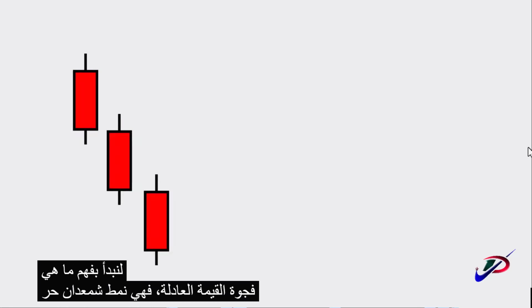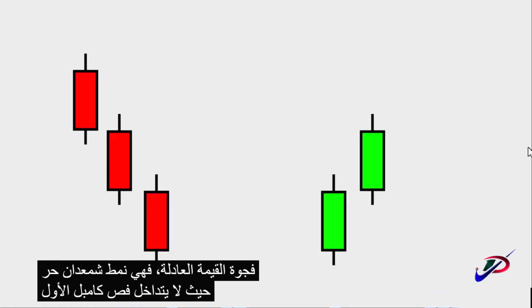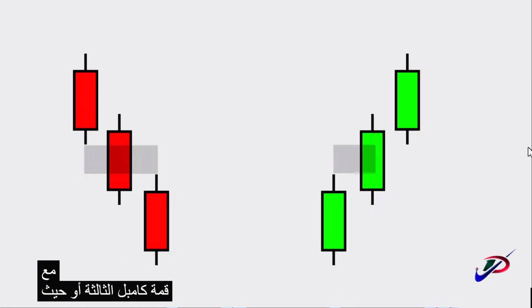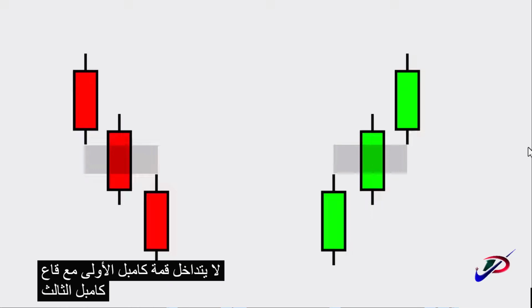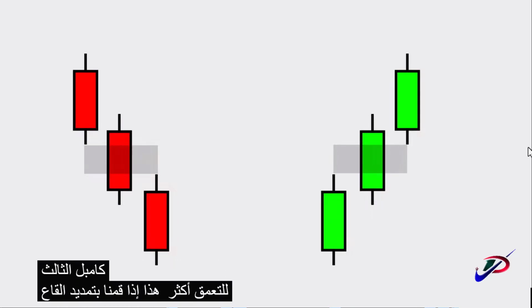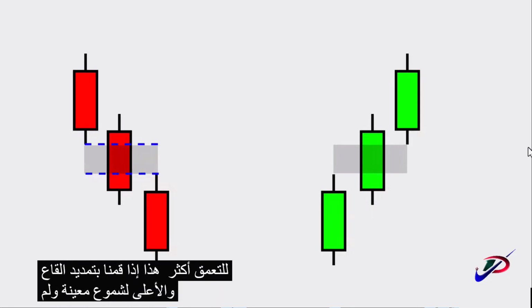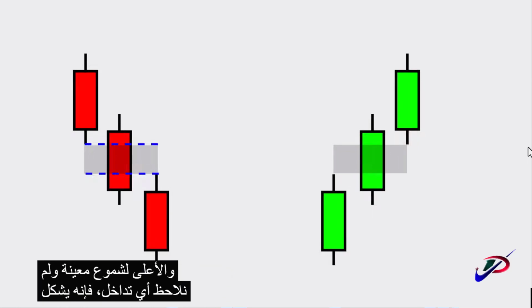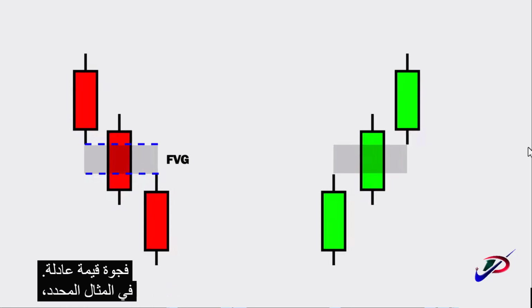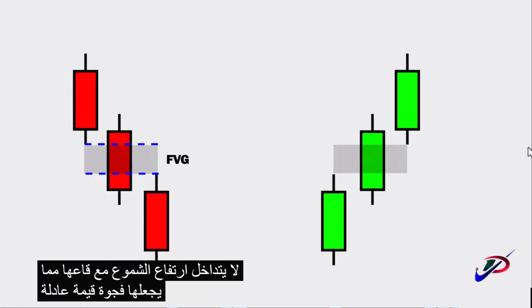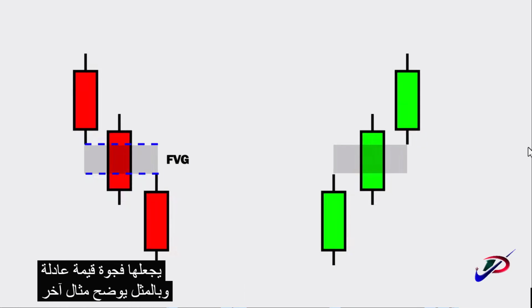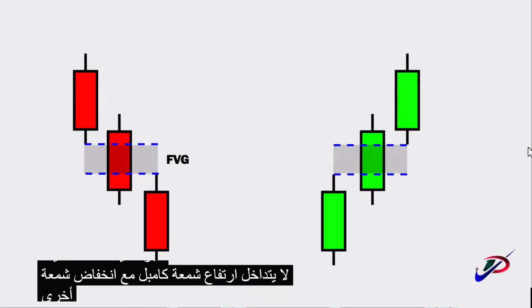It is a three-candlestick pattern where the first candle's low does not overlap with the third candle's high, or where the first candle's high does not overlap with the third candle's low. Delving deeper into this, if we extend the low and high of certain candles and observe no overlap, it constitutes a fair value gap. In the given example, the candlestick's high does not overlap with its low, making it a fair value gap. Similarly, another instance demonstrates a fair value gap where the high of one candle does not overlap with the low of another.